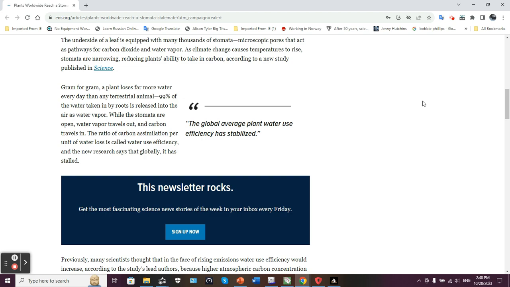Gram for gram, a plant loses far more water every day than any terrestrial animal. 99% of the water taken in by roots is released into the air as water vapor. It's released through the stomata in a process called transpiration. When the stomata are open, water vapor travels out, carbon dioxide travels in. The ratio of carbon assimilation per unit of water loss is called water use efficiency. New research says that globally it has stalled.